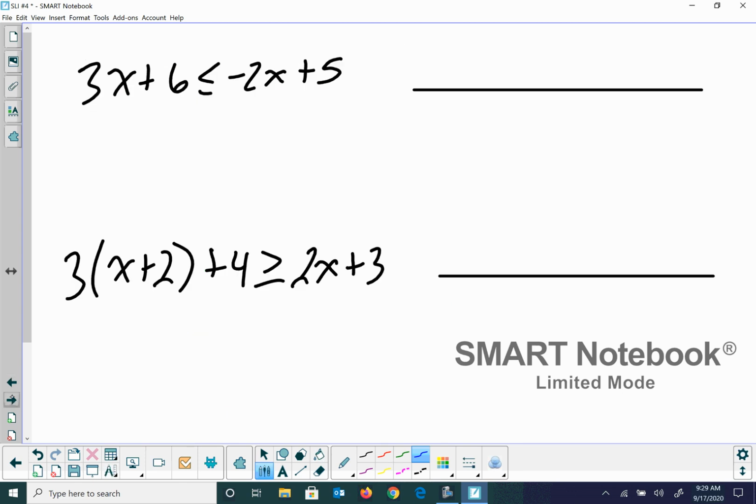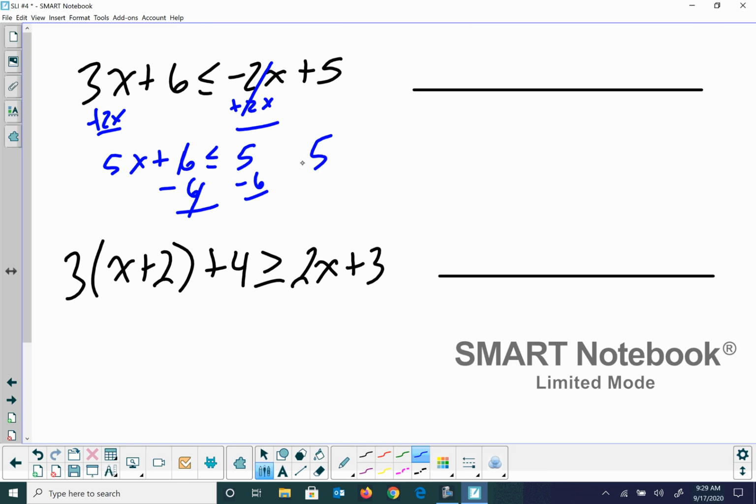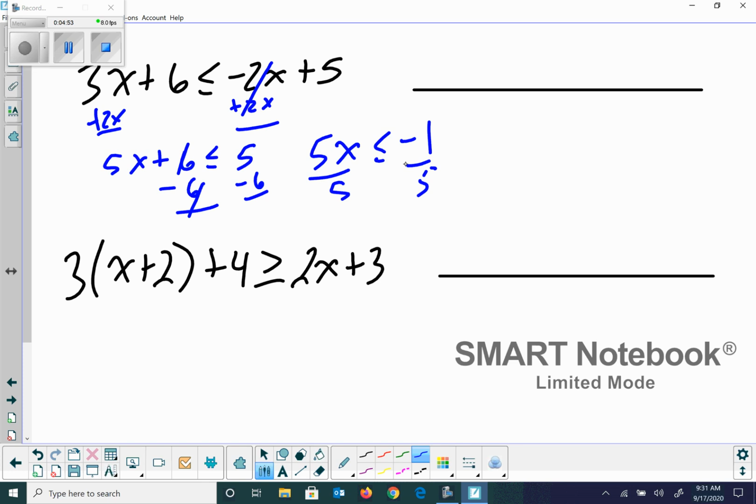Okay, let's go ahead and try these. Same idea. So let's say maybe add 2x to both sides. So that's 5x plus 6 is less than or equal to 5. Subtract 6 from both sides. Those are going to cancel out. So I have 5x, less than or equal to negative 1. Divide each side by 5. So we're going to get x is less than or equal to negative 1/5.